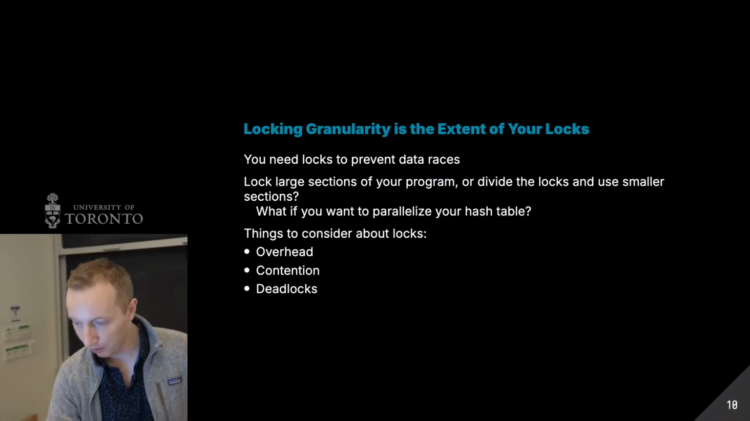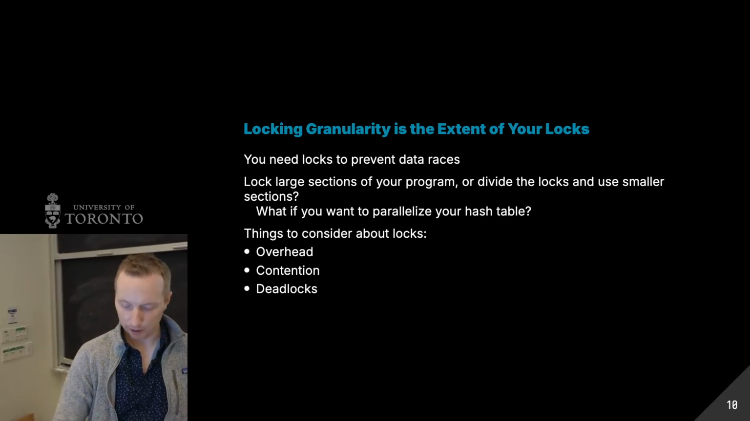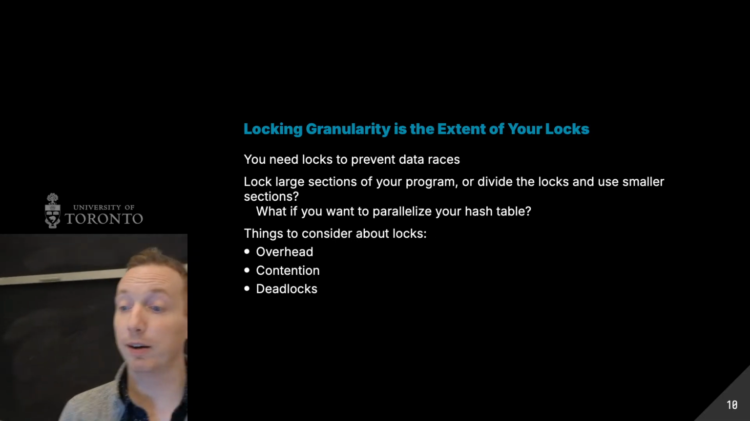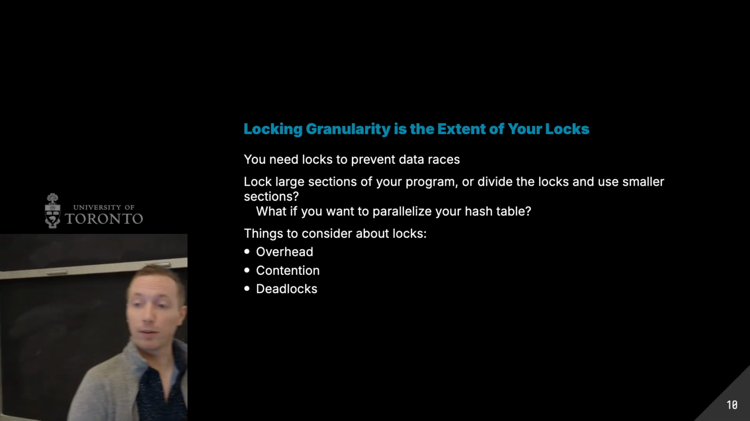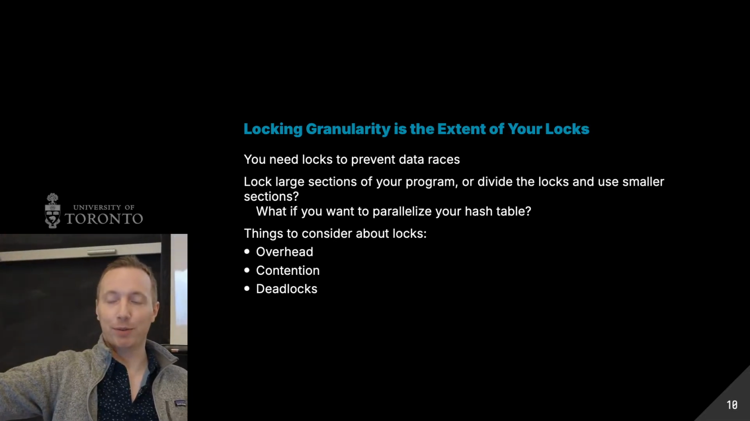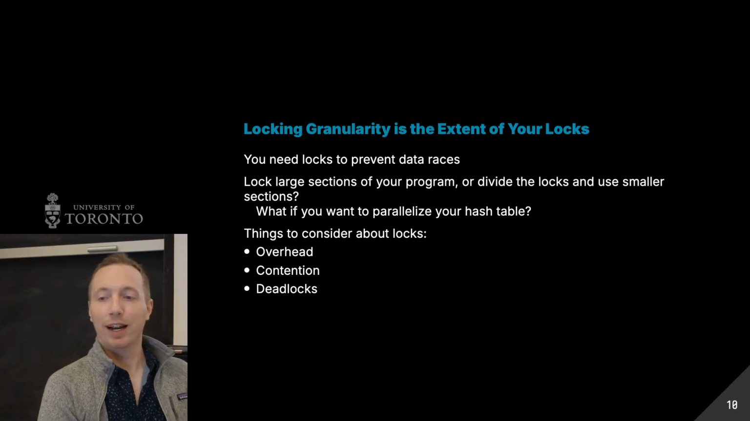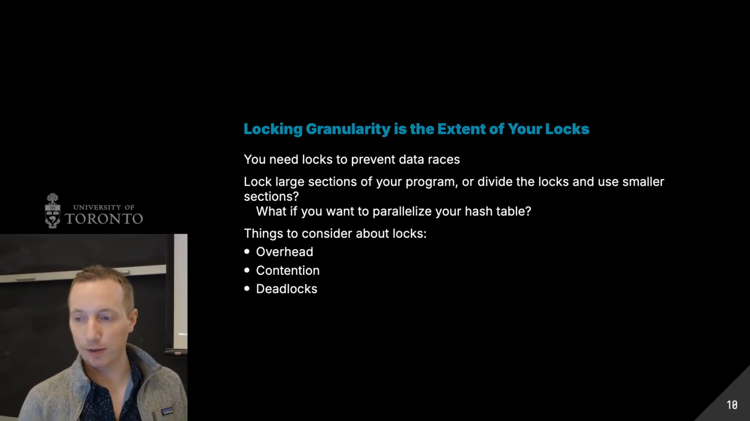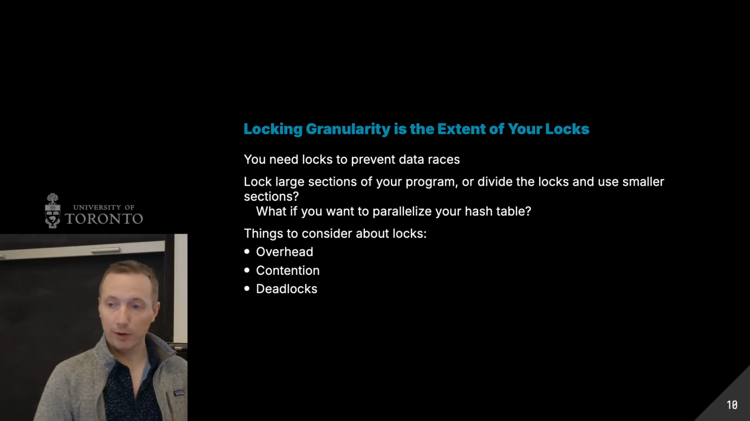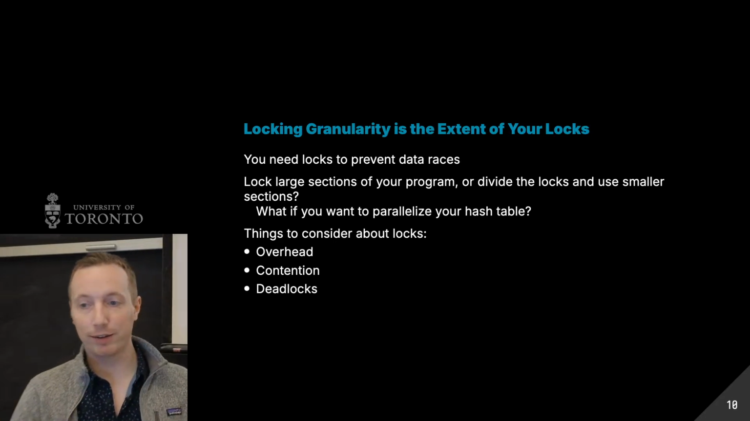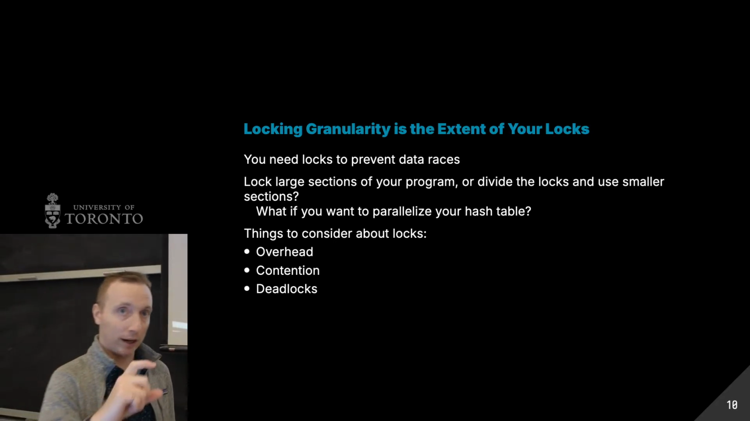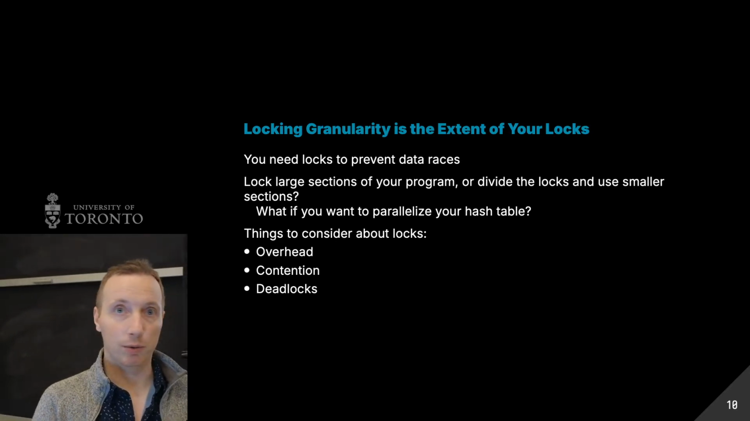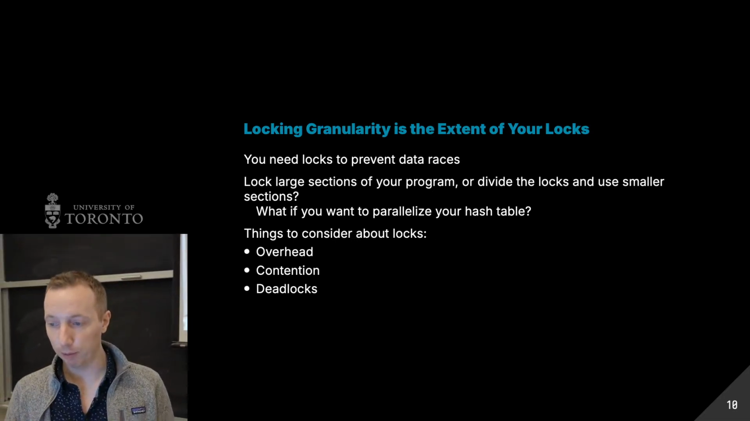All right, so lab 5 got delayed, but let's talk about that content. Locking granularity is the extent of your locks. You should use locks to prevent data races, but if you lock large sections of your program, you serialize the whole thing, and then it just becomes slower, possibly slower than not using threads and locks at all. So for performance, usually you divide locks into smaller sections, so you protect only as much code as needs to be protected. Maybe you need to create multiple mutexes instead of just one.